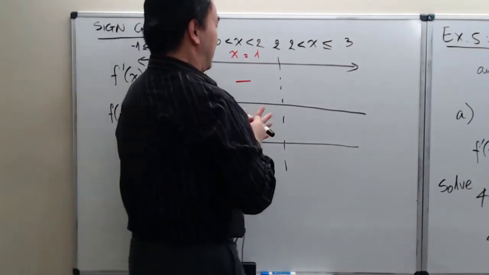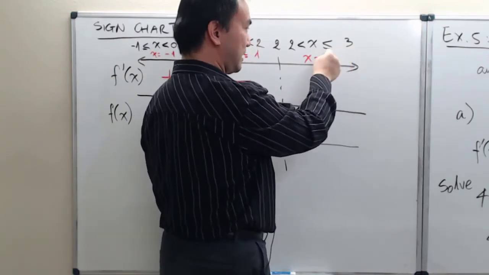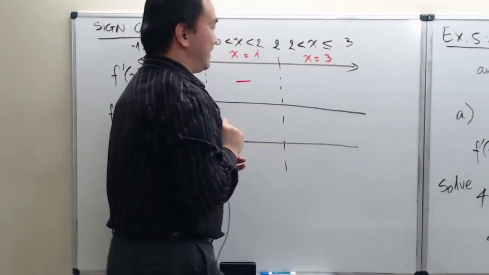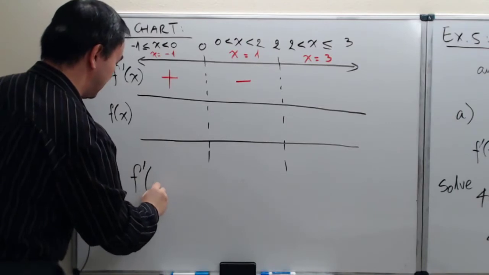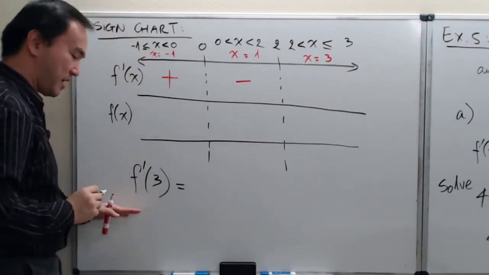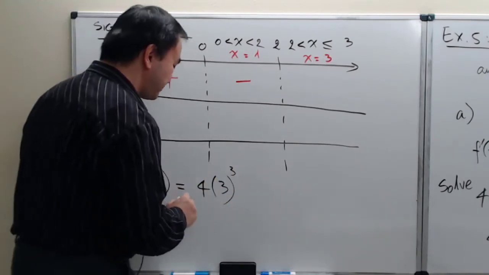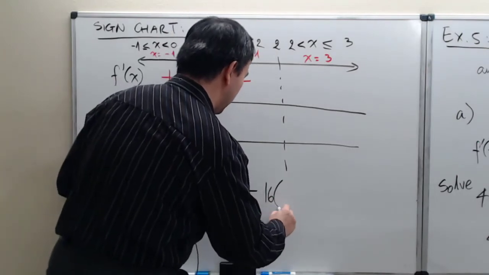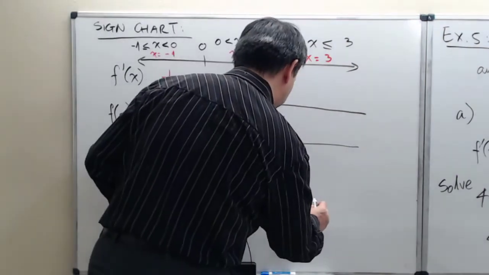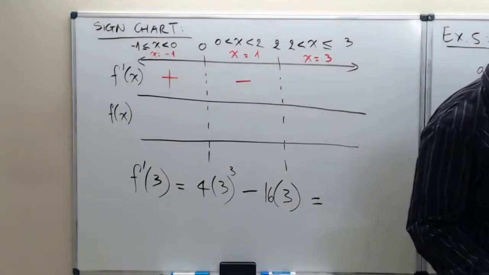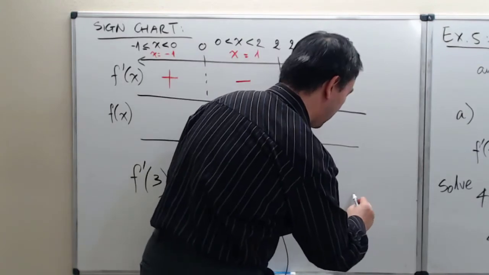So now I'm picking x equals, how about 3? Perfect, because we do stop at 3, but we do allow the value to equal 3. Okay, so in that way, I am going to substitute 3 into our f prime. So our f prime says 4 times x, which is substituted by 3, cubed, minus 16 times 3. So my calculation turned out to be positive 60.